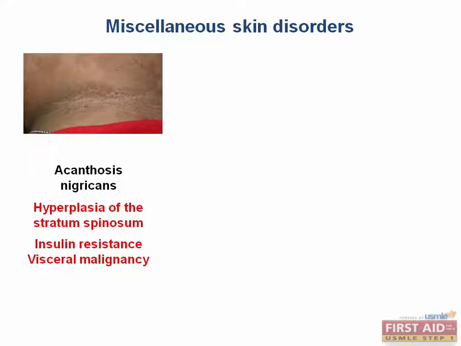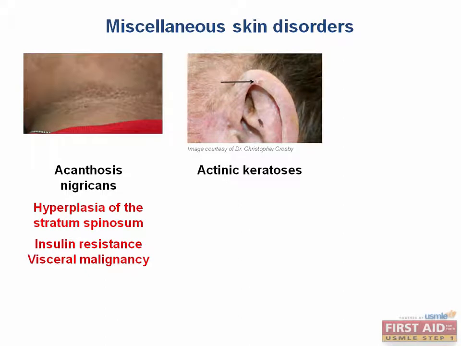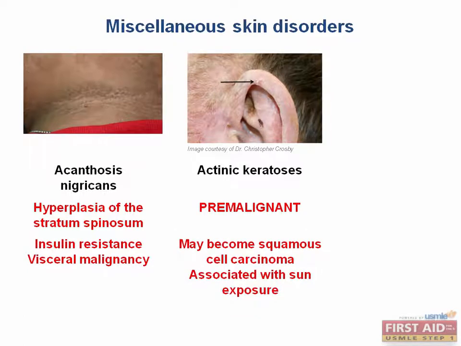The next lesion is actinic keratosis, a small, rough, red or brown papule that's considered pre-malignant. Do not forget these are pre-malignant lesions. What lesion can derive from these small, rough, erythematous papules and plaques? This could become squamous cell carcinoma. It's thought to be associated with sun exposure.